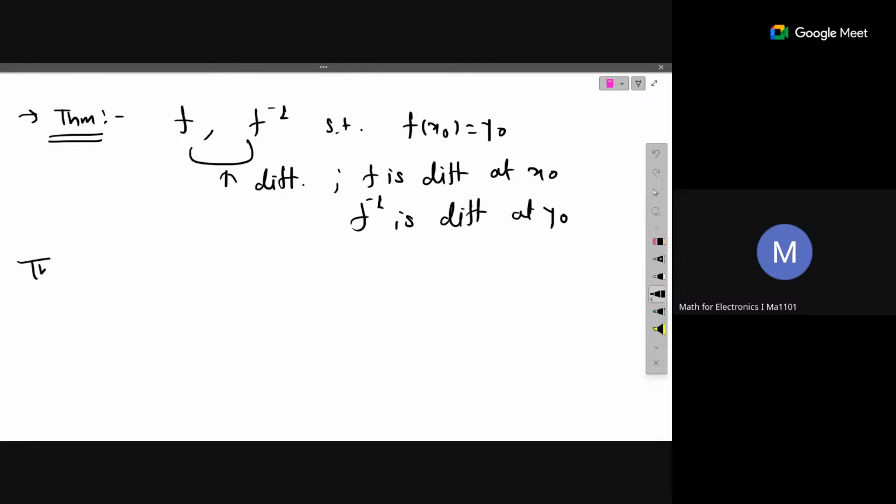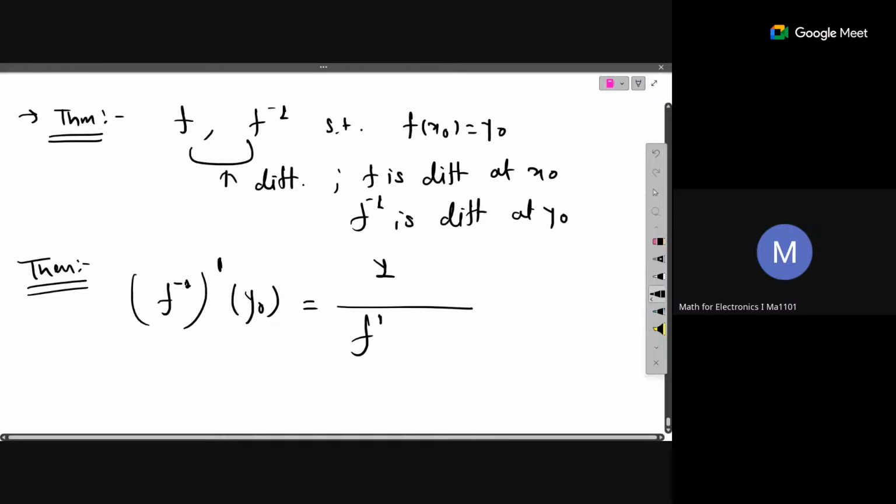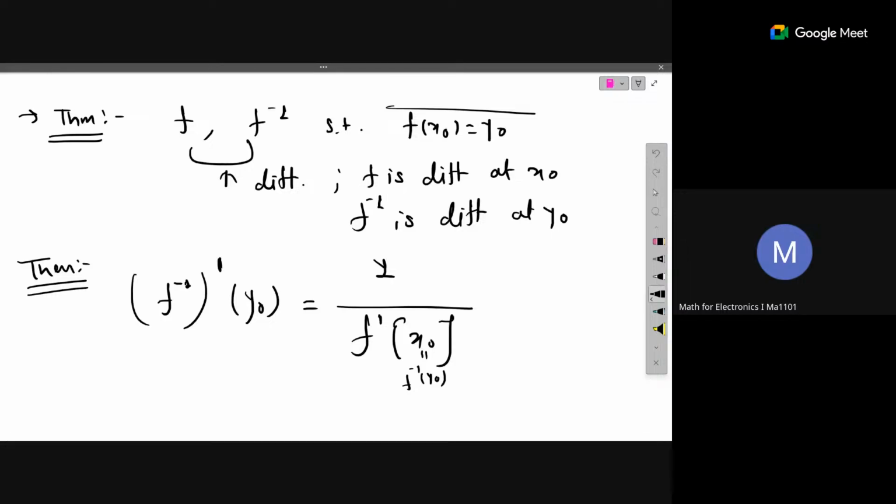Then we can calculate the derivative of the inverse function using the derivative of f. That means f inverse's derivative at this particular point y naught is equal to 1 upon f's derivative at point x naught. This is the theorem. And this x naught is nothing but f inverse of y, because f and f inverse are inverses of each other. So if f of x naught is equal to y naught, it's the same as x naught is equal to f inverse of y. Okay, so this is known as the inverse function theorem. Is that fine?